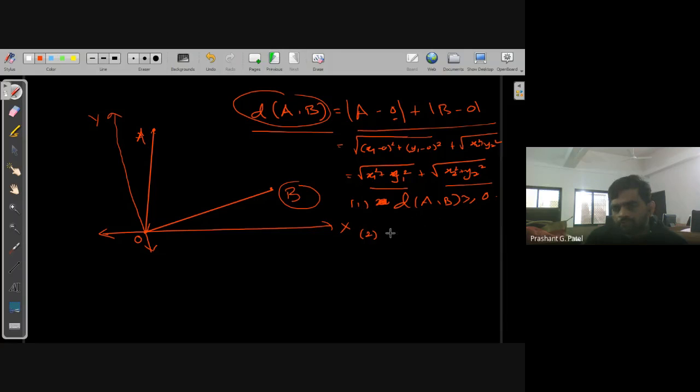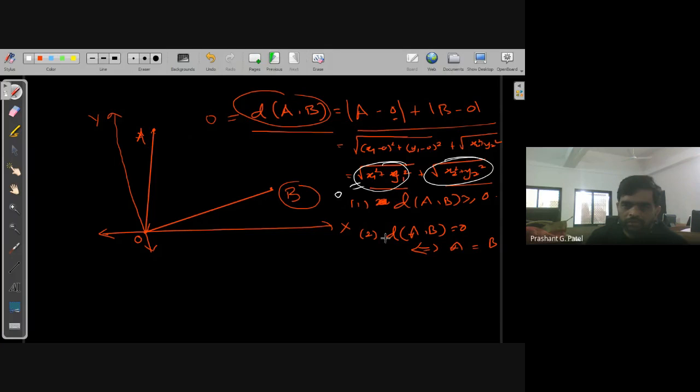Can we say if the distance between these 2 points is 0, then A is the same as B? That means if this is 0, then this will be 0. If this is 0, this is a non-negative number, this is a non-negative number, and the sum of 2 non-negative numbers is 0, then both of them are 0. So x1 is 0, x2 is 0 by the same argument, and vice versa. So this situation is also there.